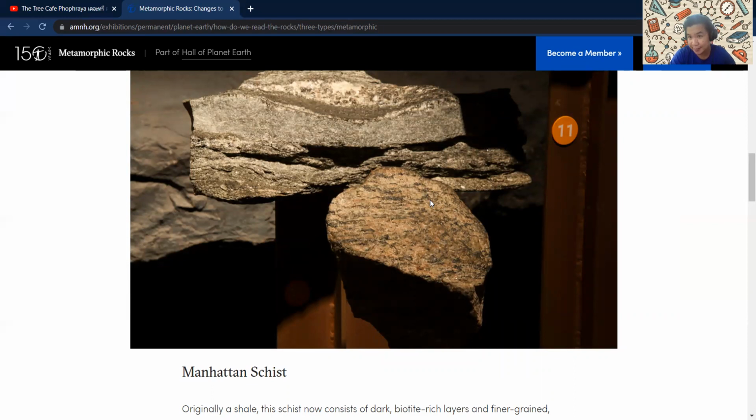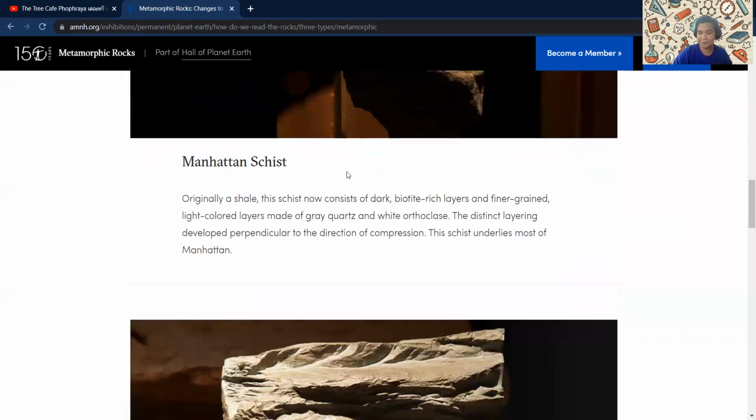Originally, this was shale. Remember clay that got dried and became sedimentary rock? It was like this before, but because of the magma underneath it and the pressure of buildings, it slowly compressed and made itself into a Manhattan schist.